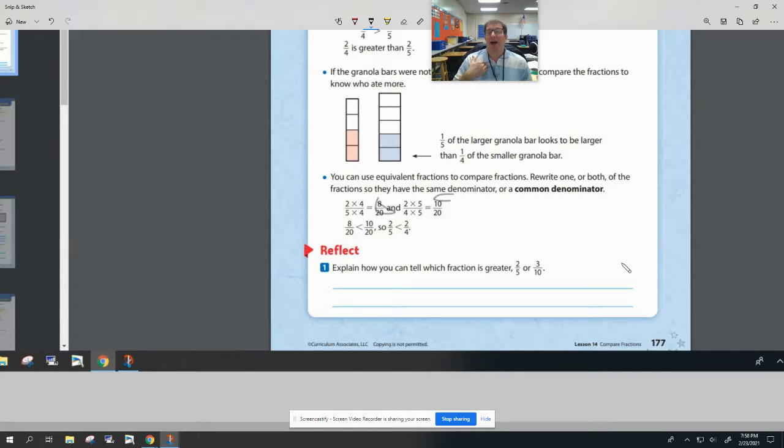Okay, how I would do this and how I would recommend doing it. If you look at the denominators, find the lower number. So in this instance, 5. Can I multiply 5 by anything to get 10? Yes, hopefully you said 2. 5 times 2 is 10. So wax on, wax off, whatever you do to the top, you do to the bottom. So if I multiply 2/5 top and bottom by 2, I get 4/10.